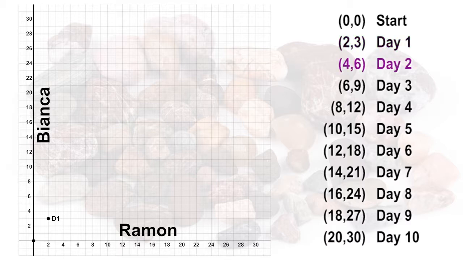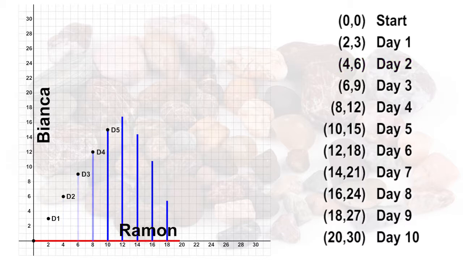The second ordered pair for day 2 will be 4, 6 in parentheses. Go out 4 lines along the x-axis and 6 lines up the y-axis. This point will represent day 2. Write D2 next to this point. Continue plotting the points until all 10 days have been plotted.